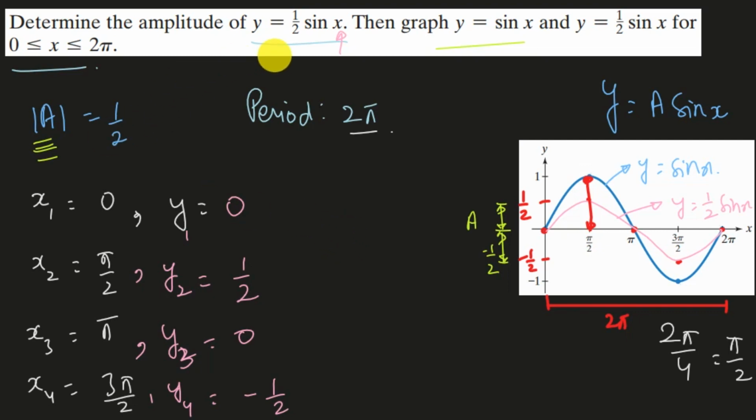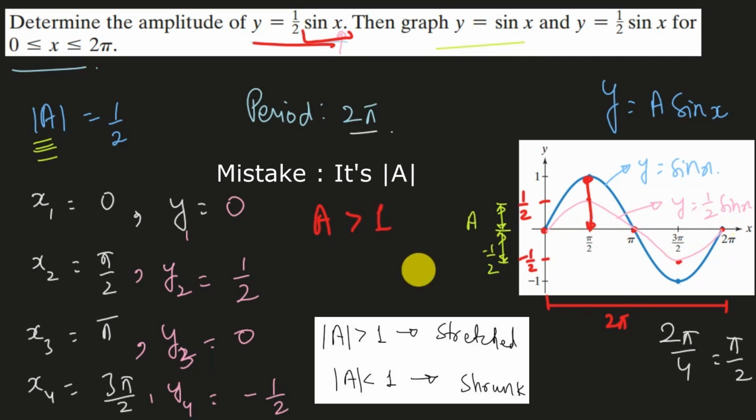But for these kinds of curves, sine x is as it is, just the y value is changed. So the period will remain the same, but the y value has decreased here, because this is half of sine x. So the curve is shrunk here. You can see in the graph that the curve is shrunk, as I mentioned earlier. When a is greater than 1, the curve is going to stretch, and if a is less than 1, the curve is going to shrink. You can see that here also.